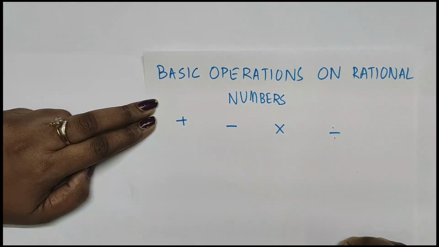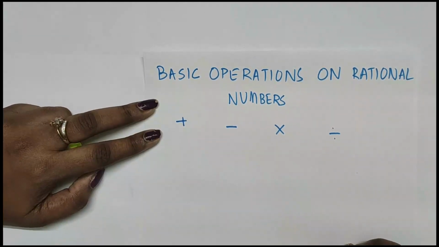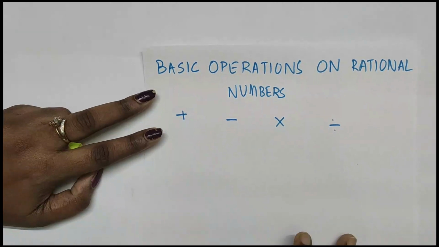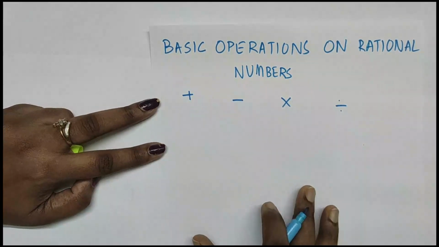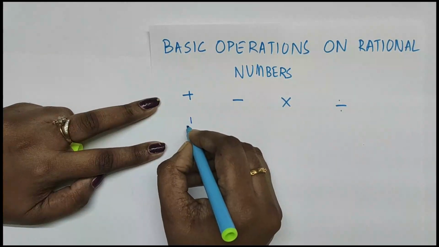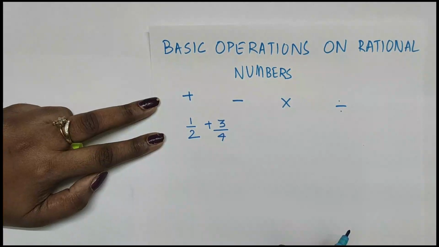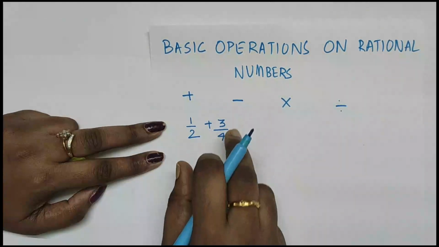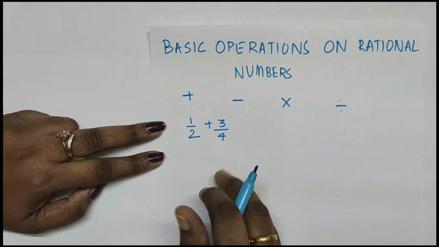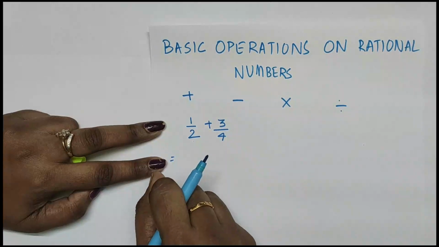As this chapter deals with rational numbers, we will be telling you how to work on them. I'll take two rational numbers and try to do different kinds of questions. Suppose it is given to add two numbers, that is 1 by 2 plus 3 by 4. These are two rational numbers as they are in the form of p by q.